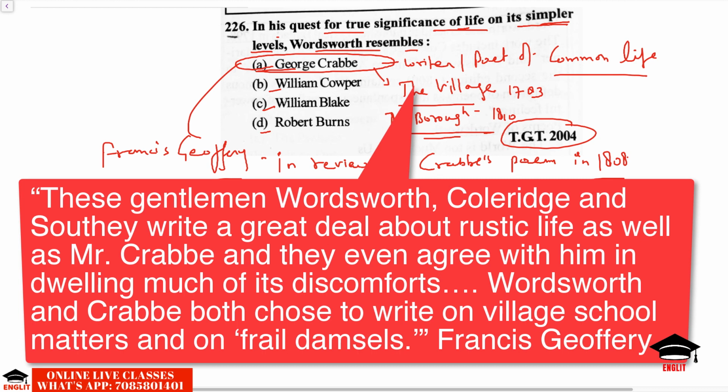They wrote on the same subject, they dealt with the same kind of rustic life, and the kind of treatment that they gave to nature was also similar. So they were quite similar in the treatment of nature and the rustic life.